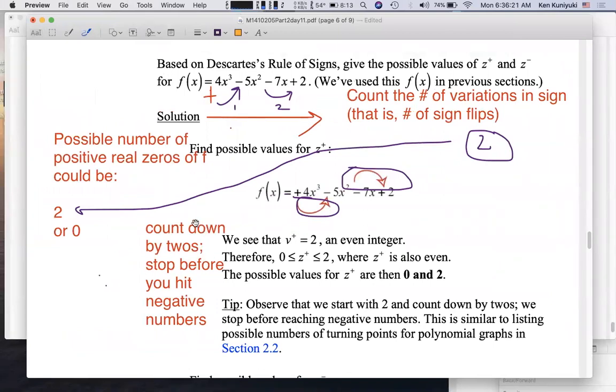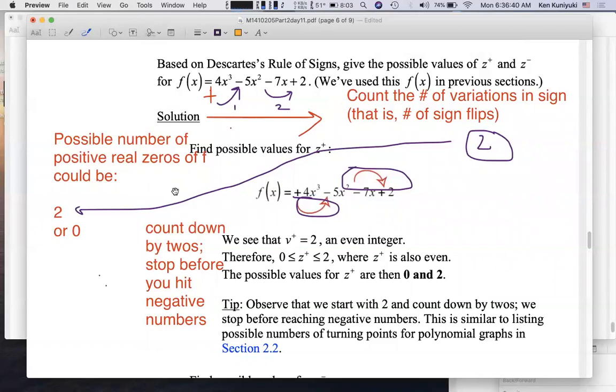Now, Descartes' rule of signs doesn't say which number it is, but like with the possible numbers of turning points, we list the possibilities. There could be two positive real zeros or no positive real zeros.